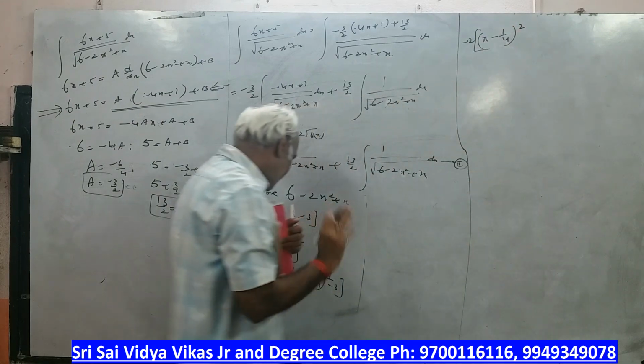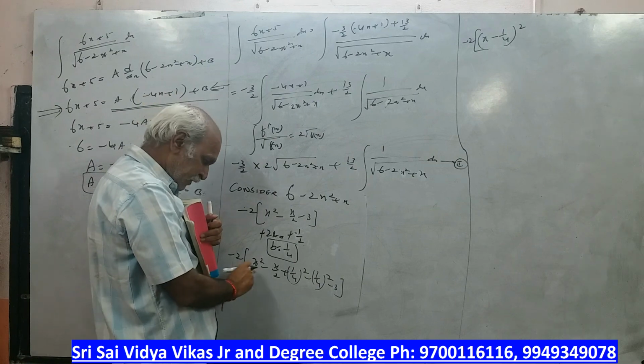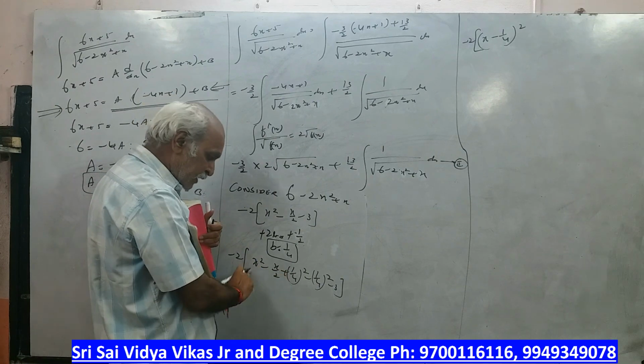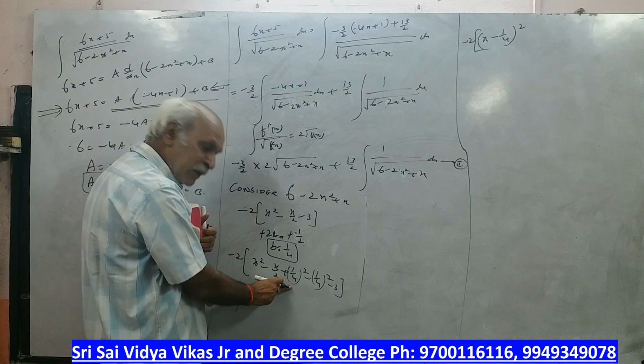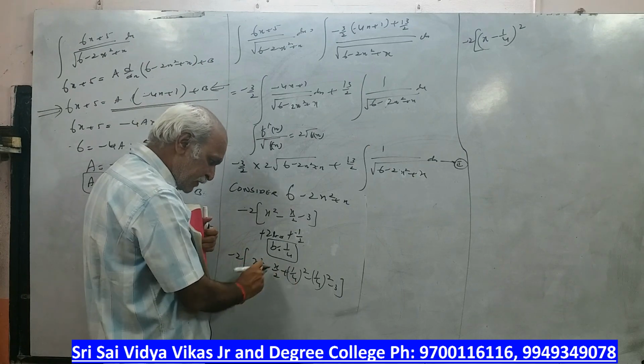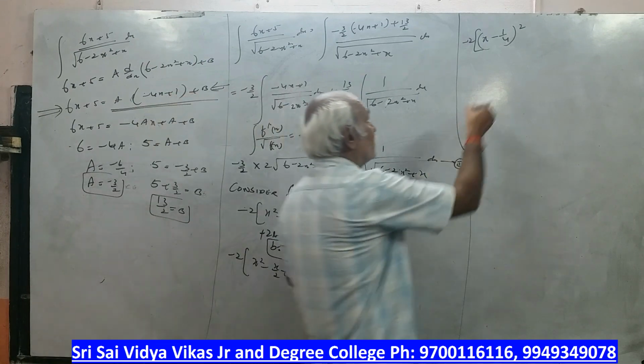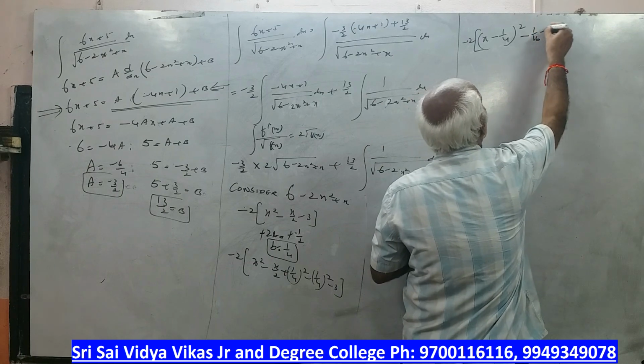Somebody will have a doubt, sir. Again, I am explaining. Here, minus sign is there. So a square minus 2ab plus b square, that's why a minus b whole square will come. Here, plus 1 by 4 whole square. So a square plus b square minus 2ab. Here, minus 1 by 16 minus 3.